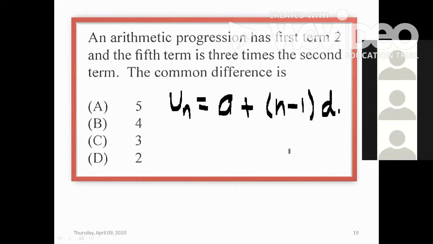Alright, so they're saying, anybody want to give us a try for what you're supposed to do? Repeat that, sir. Alright, tell me what you know. I know that a is the first term. Right, so a is equal to 2. 2, right.